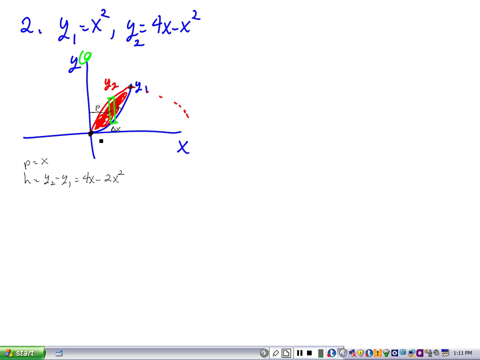Well, this first point here is the origin, so it's obvious, (0, 0). Got to find this point here. Well, that's where these two so-called functions intersect, and to see what points they give you, you set the two functions equal. So x squared is equal to 4x minus x squared, and so now we get 2x squared minus 4x equal to 0. Factor out 2x, we get x minus 2 equal to 0. So x equal to 0, and then x equal to 2.